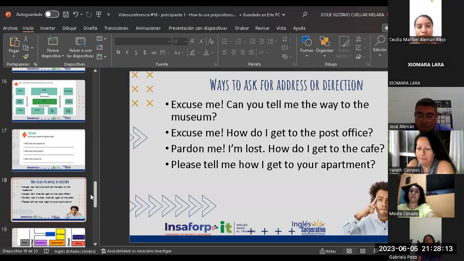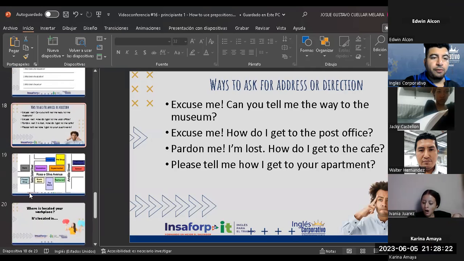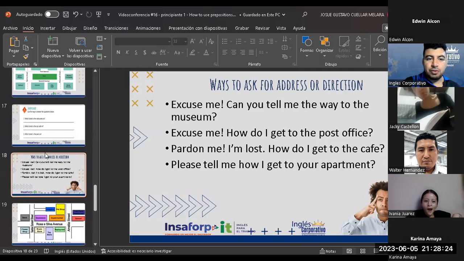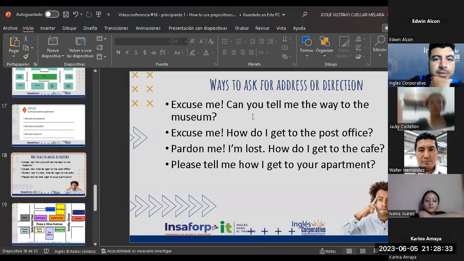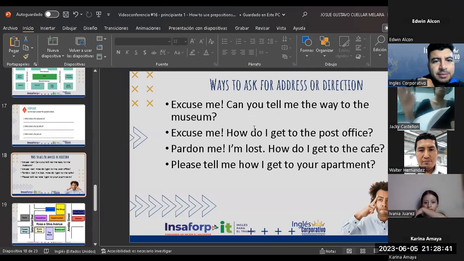Diferentes formas, look at this. La anterior, lo que estábamos haciendo es simplemente ubicando. Mañana, tomorrow, we're going to give directions. Mañana vamos a dar indicaciones, direcciones. Aquí tenemos, fíjense la primera. Excuse me, can you tell me the way to the museum? También puede ser, excuse me, can you tell me the way to the restaurant? Discúlpame, ¿puede decirme el camino o la ruta para el museo?